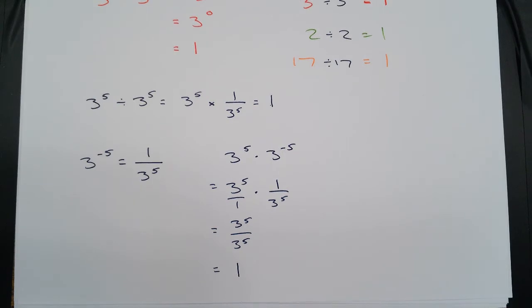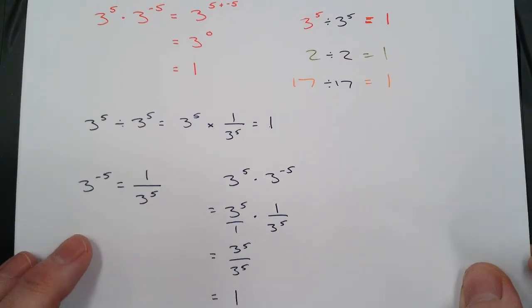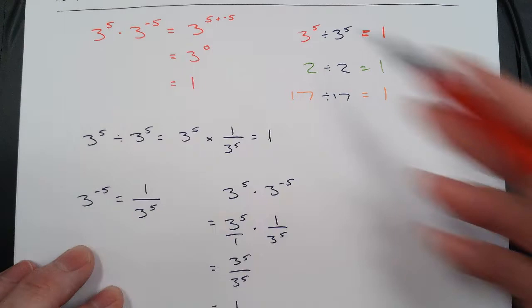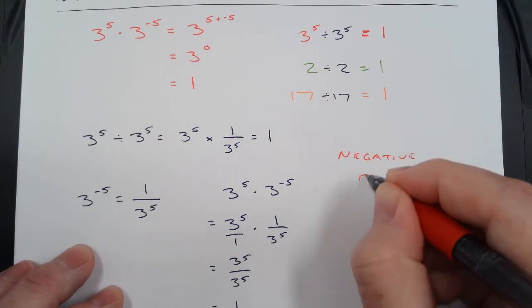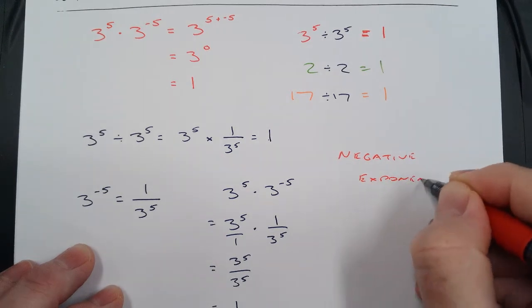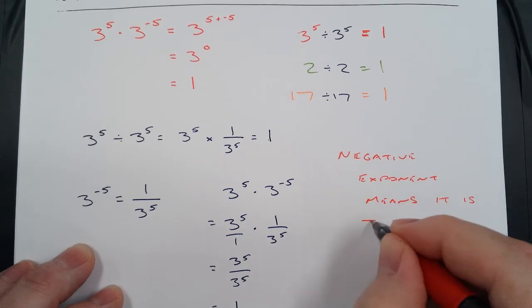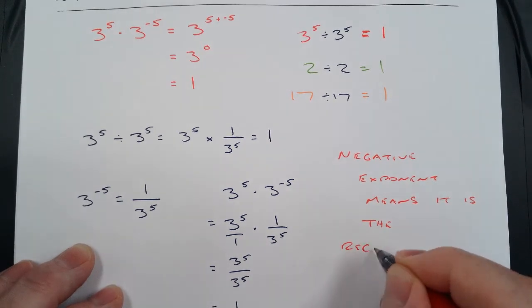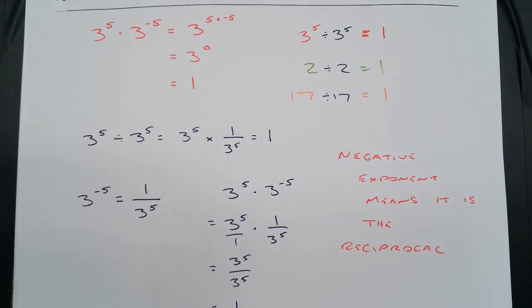So it might be a little bit tricky, but the negative exponent just means it's a reciprocal. The negative exponent means it is the reciprocal. In other words, you have to move it to the other part of the fraction. The rule is actually this.